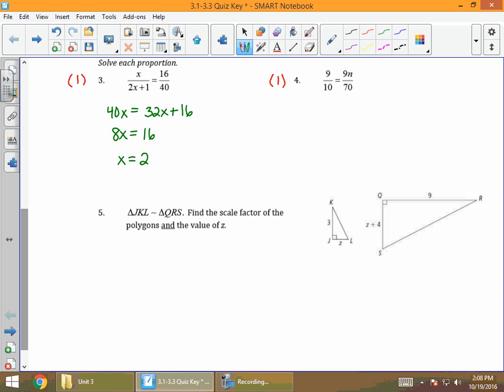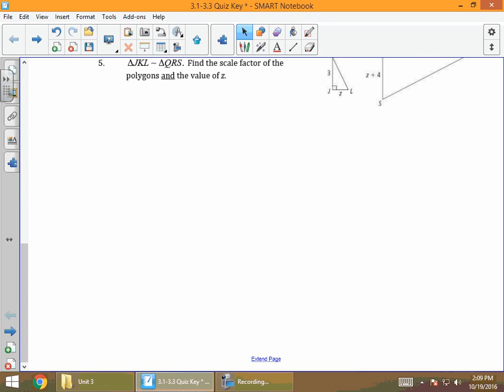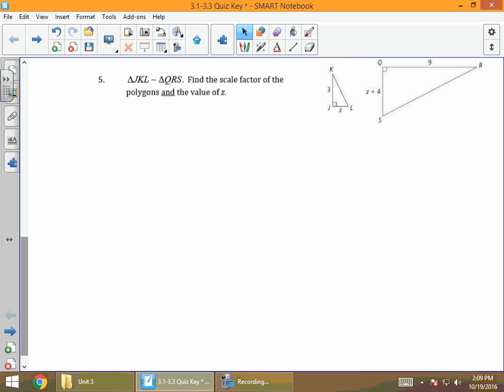And then question number 4, again, cross multiply. So I'll do 10 times 9n is 90n. And 9 times 70 is 630. Divide both sides by 90, and n is equal to 7. And the last one on page 1, question number 5. Question number 5 is worth 2 points.